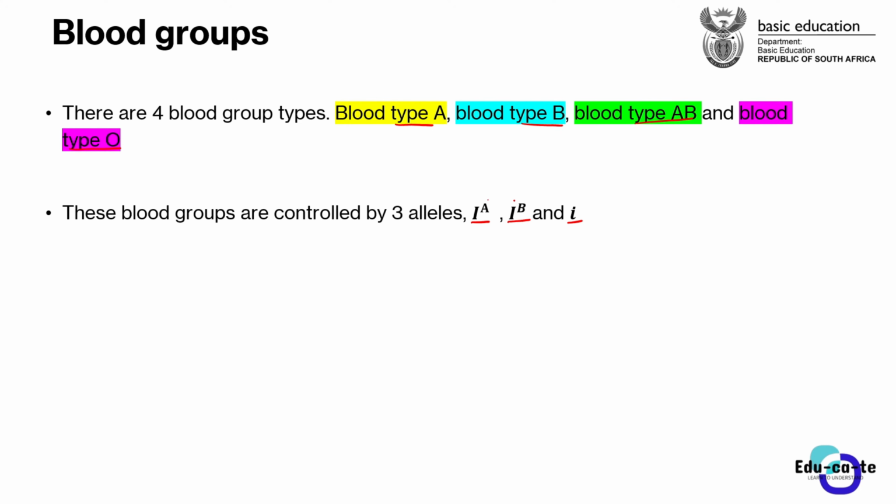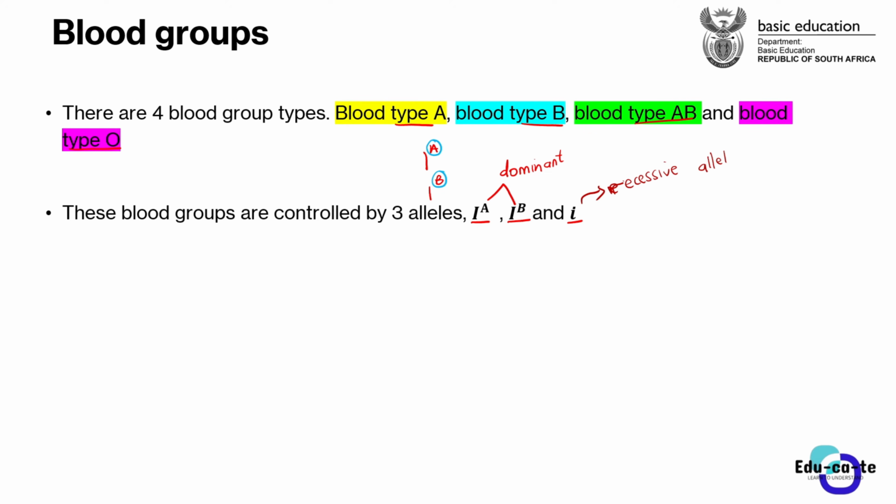Basically we say that these two are dominant alleles. For blood groups, we have got two dominant alleles, which are I to the power of A and I to the power of B. By the way, this A and B just tells you the blood group type. If you have got A on top, you know that this is blood type A. And if you have got B on top, you know that this is associated with blood type B. And then you have got this small letter i here, which is a recessive allele.